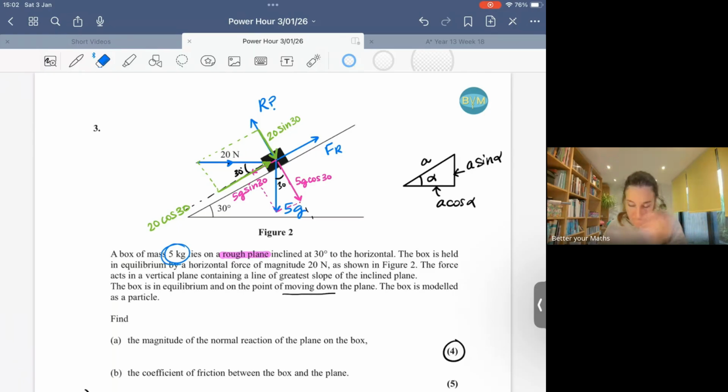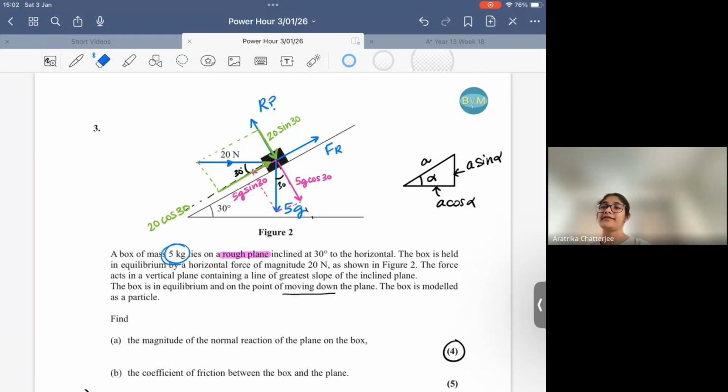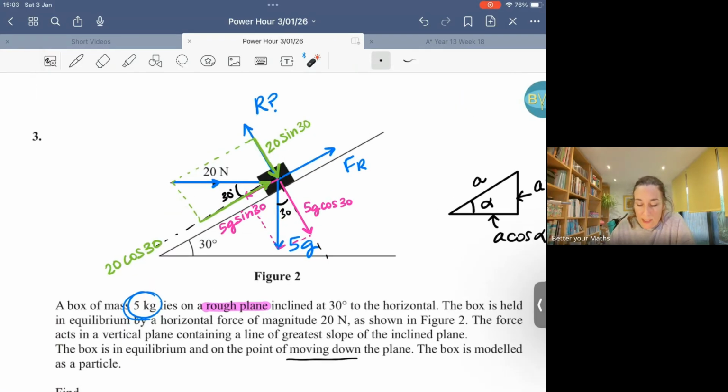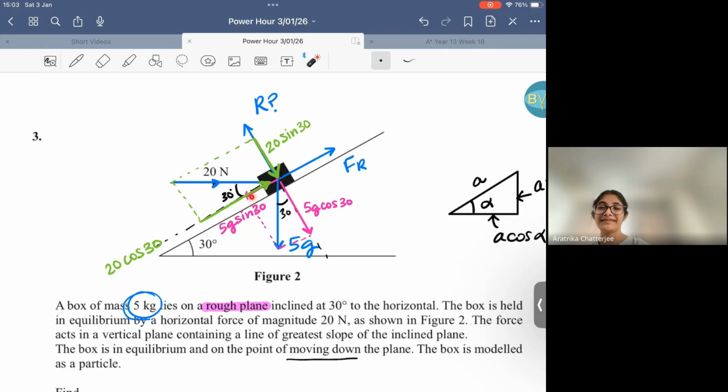Any questions? Aratrika, tell me. I was just wondering, what would happen if you didn't have the horizontal force of 20 newtons? Then how would you find everything? If you don't have an extra force, which is quite common, and it's better because then you don't have this one, you don't have this one, and you don't have the components. In this direction, your normal reaction will be equal to this component of the weight. Ah, okay. And in the other direction, the friction up will be equal to the weight down. Yes, that makes a lot more sense.